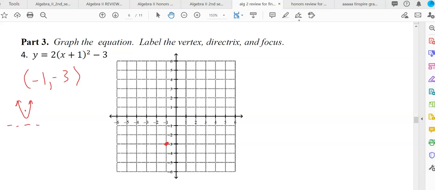If you remember the formula, c equals 1 over 4a. It's 1 over 4 times 2, or 1/8. Okay, so it's not going to be easy to do. So I go up 1/8, and I go down 1/8. So this would be y equals -3 and an eighth. This point right there would be (-1, -2 and 7/8). That'd be the focus.